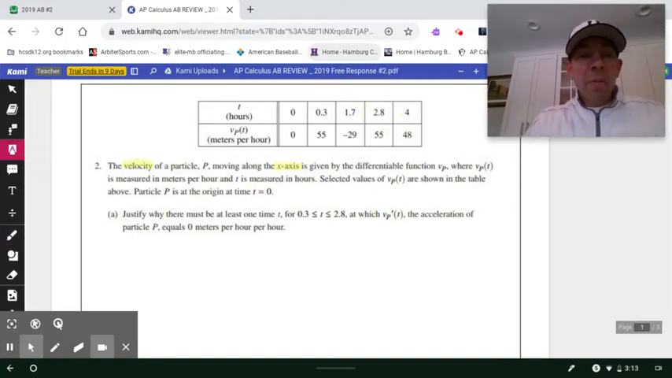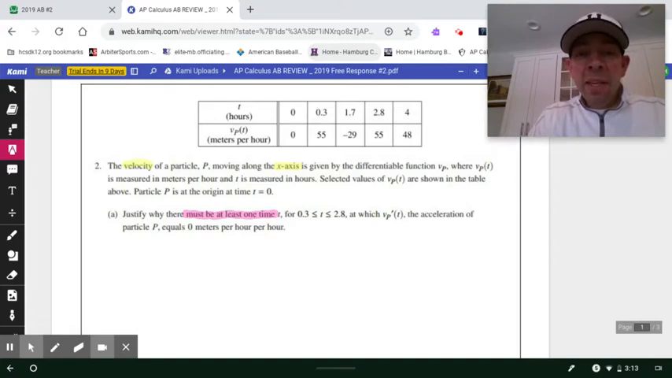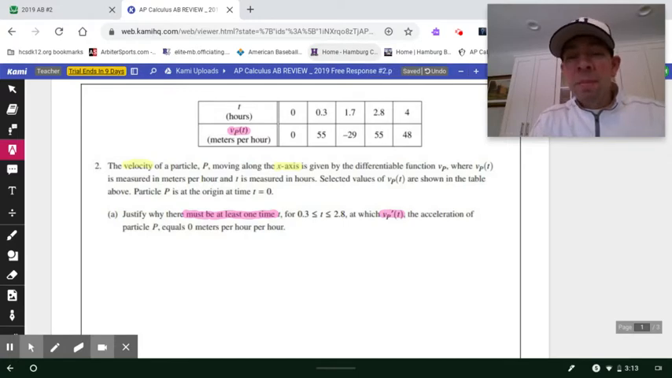Now, jumping into part A here, the language right out of the gate suggests that we might be dealing with one of those pesky theorems like the Intermediate Value Theorem or the Mean Value Theorem. Why there must be at least one time, that is making me think of a theorem. And in this case, we're trying to prove the existence of a v prime value. So what you'll notice is we've been given velocity values and we want to prove the existence of v prime. That to me is screaming Mean Value Theorem.